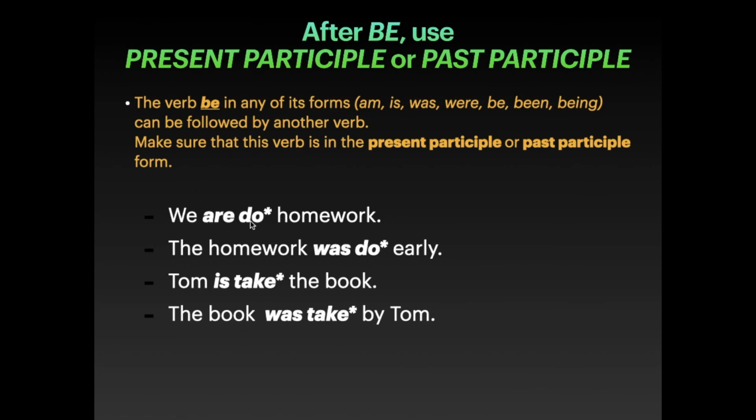Tenemos verbo to be y luego tenemos otro verbo. Pero este verbo está incorrecto porque ni está con ing ni está en past participle. ¿Cómo lo corregimos? We are doing homework. The homework was due early. So we correct it. The homework was done early. Tom is take the book. Tom is taking the book. The book was taken by Tom.